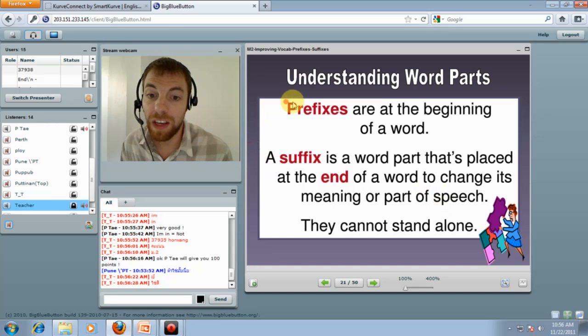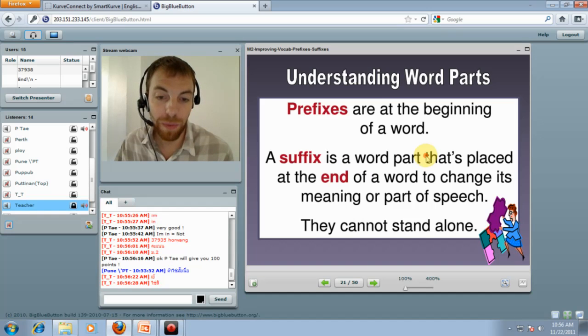So, prefix beginning, suffix at the end. Ready for the next one?